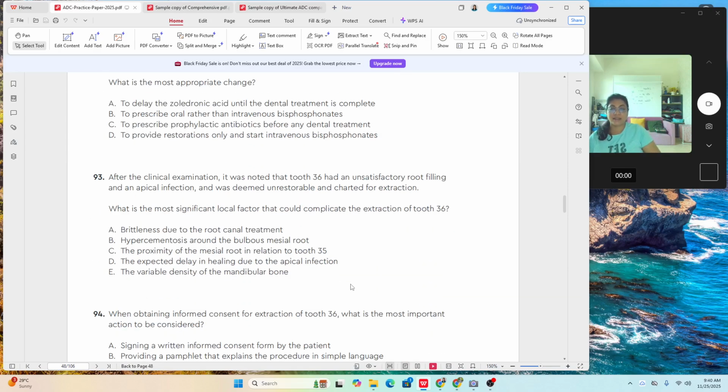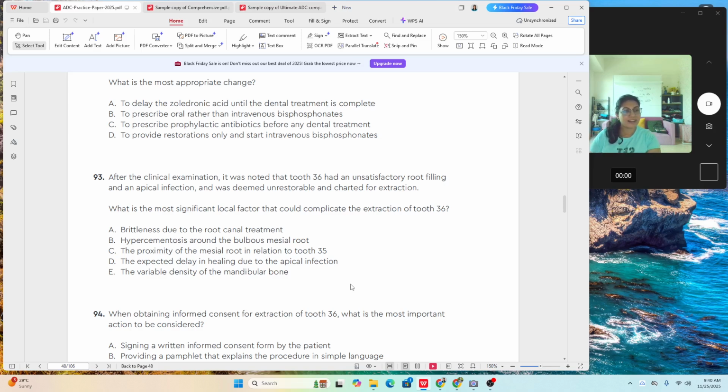After the clinical examination, it was noted that the 3-6 has an unsatisfactory root filling. You remember we spoke about this? And an apical infection, and was deemed unrestorable and charted for extraction now. Now, this line is very important in the question. What is the most significant local factor that could complicate the extraction of tooth 6?